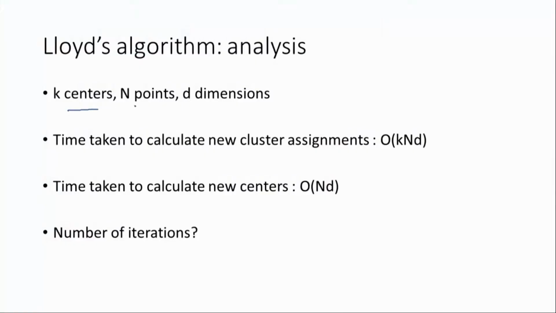So there are k centers, n points, and d dimensions. I'm claiming that the time taken to calculate new cluster assignments is knd. Why is that? If I'm given the set of clusters, the time taken to calculate new assignments for every point is knd. Why?